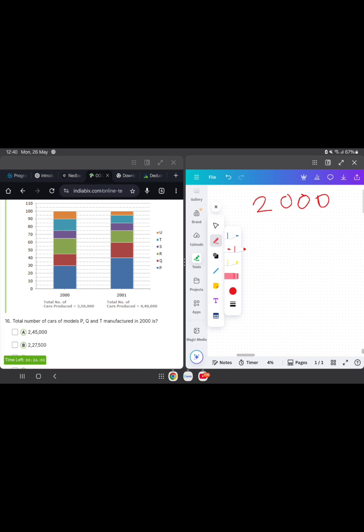Okay, the total number of cars of models P, Q, and T manufactured in 2000 is. You can see that P is the blue one, so we've got 30. From the bar graph, it's 30%. And then for Q, which is the red one, which is from 30 to 35, that gives us 15%. For T, it is the light blue one, which is from 75 to 90, which gives us 15% as well.